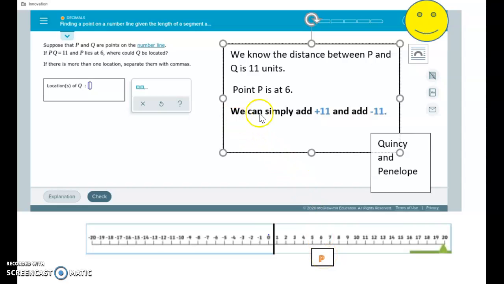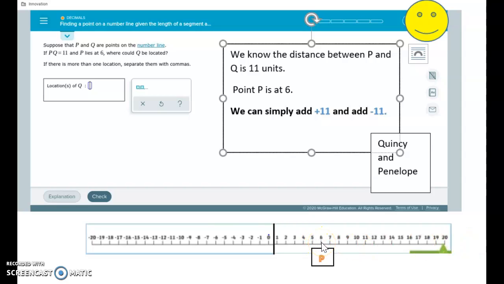I have made this in bold so you can see how easy it is to solve this question. Basically, we're going to move either 11 points to the right of 6 or to the left of 6, because it still means that Penelope is 11 units apart from Quincy, even if it seems like it's a negative number or a positive number. The way we do that is by adding 11 units to the right.